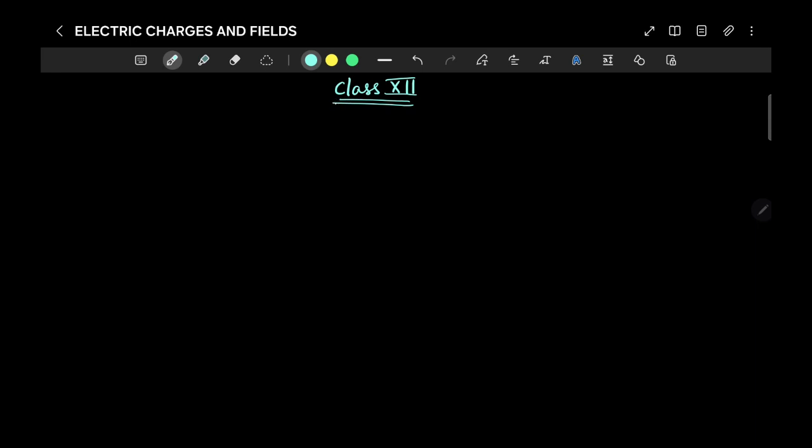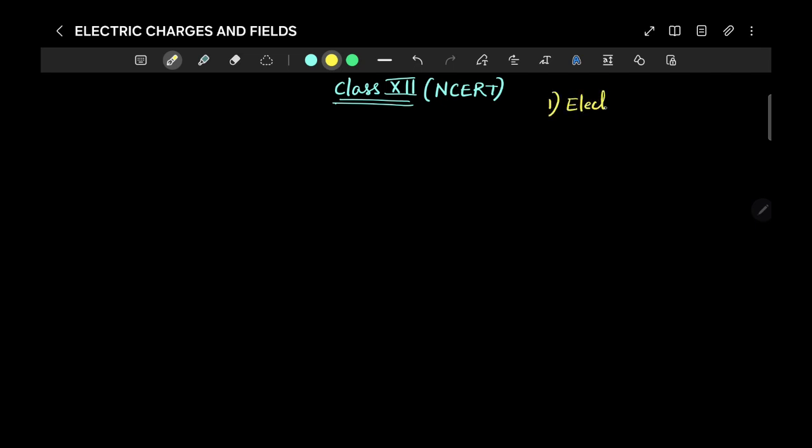We are going to discuss class 12 concepts in our channel, based on the NCERT syllabus. In the NCERT class 12 physics, the topics are based on three important concepts. The total 14 chapters in your class 12 physics NCERT can be divided into three parts.